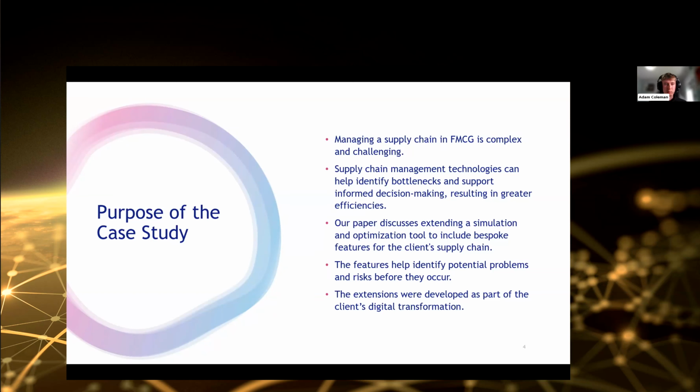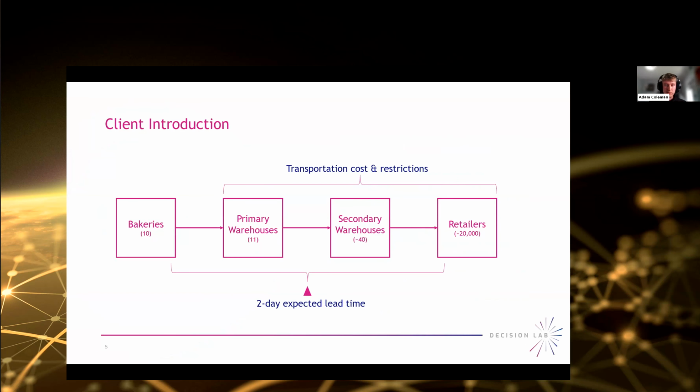Using supply chain management tools like AnyLogistics can help identify where those issues are occurring and support informed decision-making based on the data that you're getting out of these different models. That gives them more clarity over the entire network as a whole. The paper we wrote alongside the project discusses how we integrated the tool into their workflow and how we used the extension editor within AnyLogistics to customize the out-of-the-box features so that they were more bespoke to the client's supply chain.